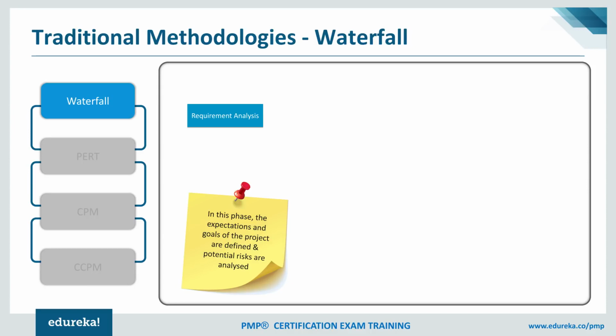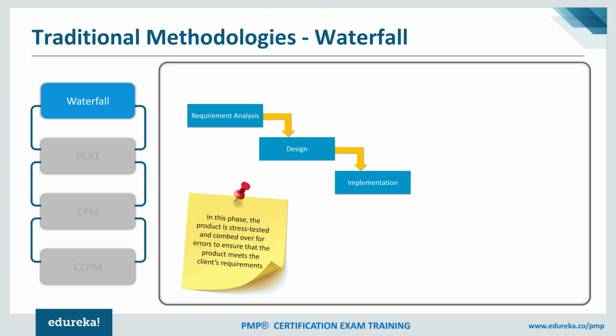Once we were sure about the scope of the project, we used to start working on design-related aspects. That design would include your low-level design and your high-level design. Again, we used to take approvals from the customer on designs as well. Under implementation, typically we used to do a bit of stress testing and identify if there are any errors, so that we can go back and see whether whatever we are working on is going to meet the client's requirements or not.